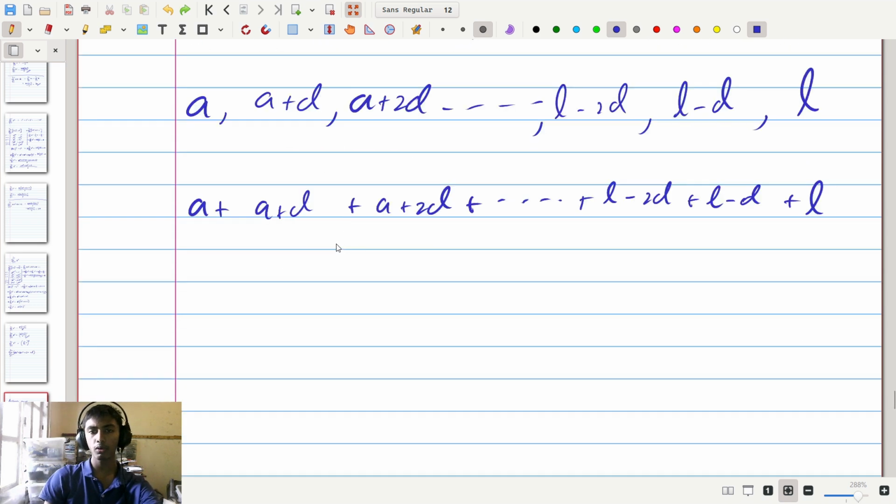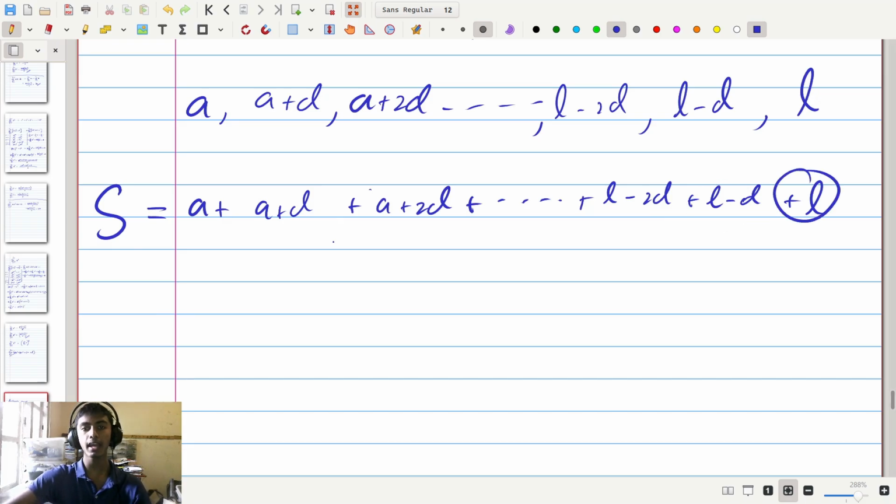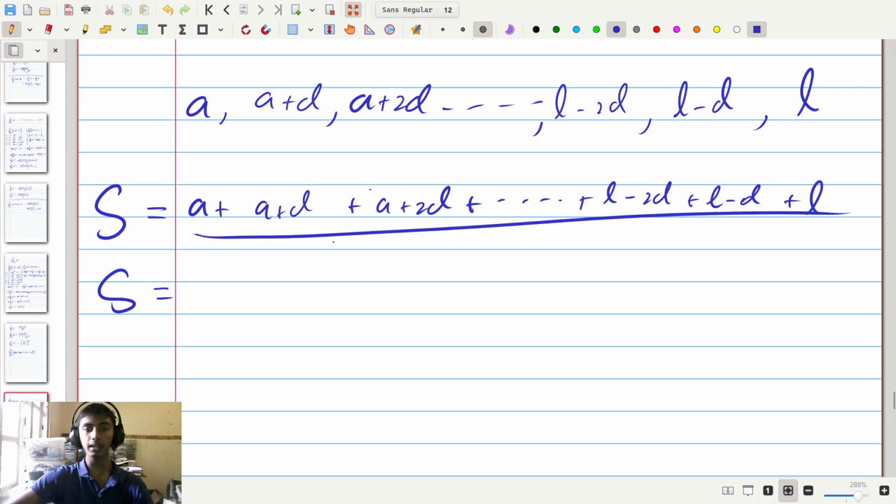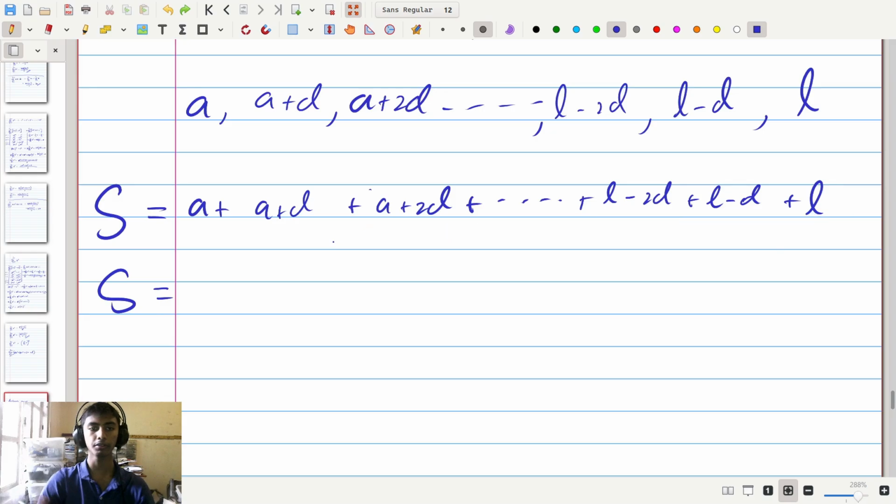So let's go over the sum of this series in terms of just the first term and the last term. In order to do that, we're going to consider the sum S as being S equals a plus d plus a plus 2d and so on until L minus 2d, L minus d, and L. And then we're going to consider this sum S equals, and what we're going to do is just rotate this thing the other way around.